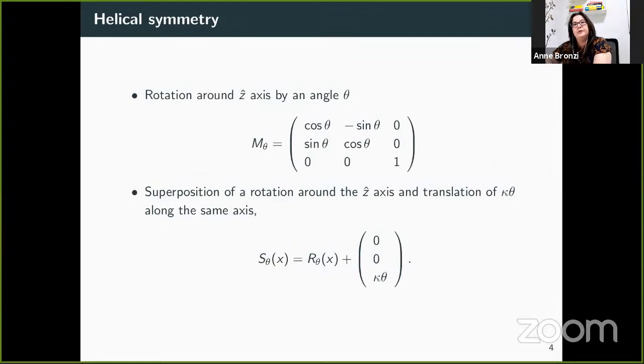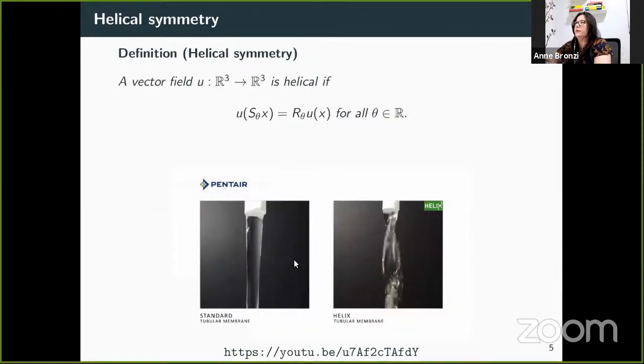Okay, so let me talk a little bit about the helicosymmetry, and then I'll talk about the result we obtained. The helicosymmetry is just the superposition of rotation and translation. This is the matrix that represents a rotation around the z-axis by an angle of theta, and this is the translation. So we add the rotation with the translation, and this will allow us to define the helicosymmetry.